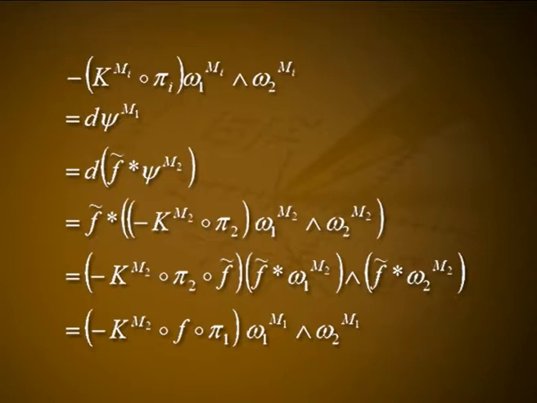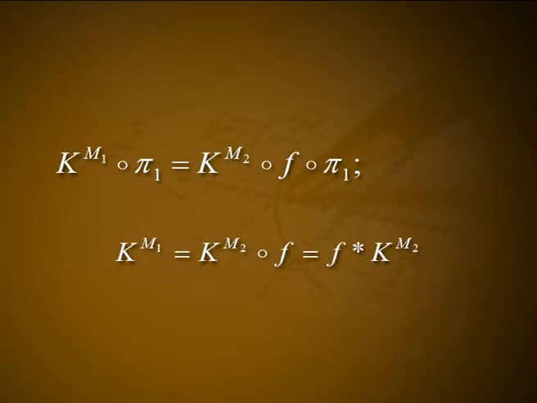which is equal to d psi^m1, equal to d of f tilde star psi^m2, which is equal to f tilde star of minus k^m2 composite pi_2, omega_1^m2 meet omega_2^m2, minus k^m2 composite pi_2 composite f tilde, into f tilde star omega_1^m2 meet f tilde star omega_2^m2, which is in turn equal to minus k^m2 composite f composite pi_1, omega_1^m1 meet omega_2^m1. Hence, k^m1 composite pi_1 is equal to k^m2 composite f composite pi_1, that is k^m1 is equal to k^m2 composite f, which is equal to f star k^m2.